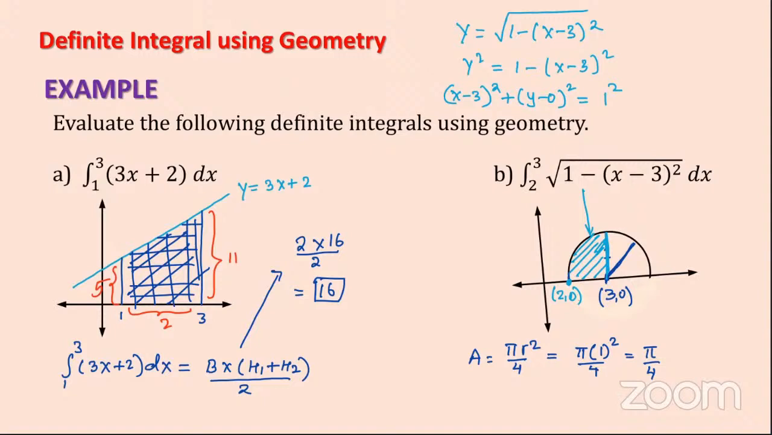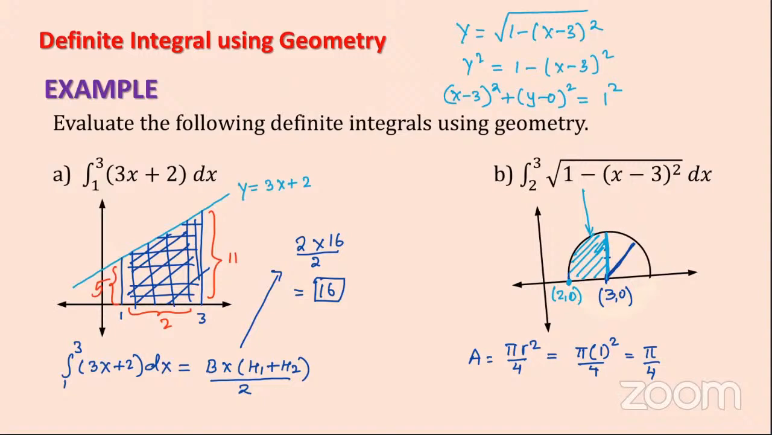Why are you dividing by 4? Because it is 1/4 of a circle. It's not a whole circle. Area of the whole circle is pi r squared. And this is only 1/4, right? So we divide the total area by 4. So this process is the geometric method of computing the area.